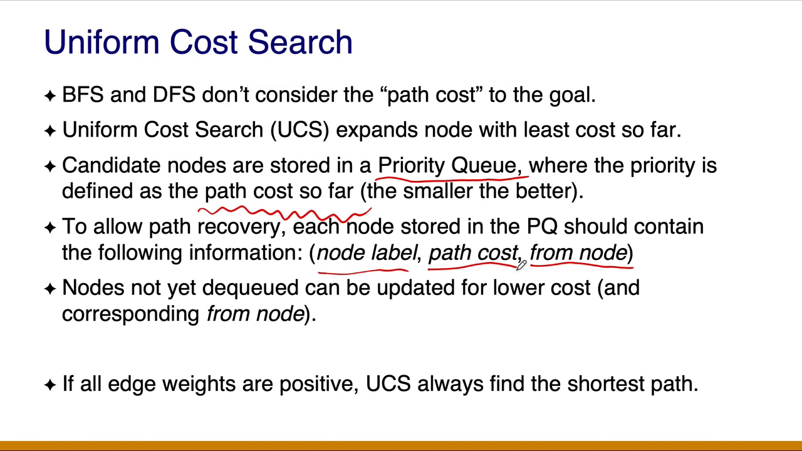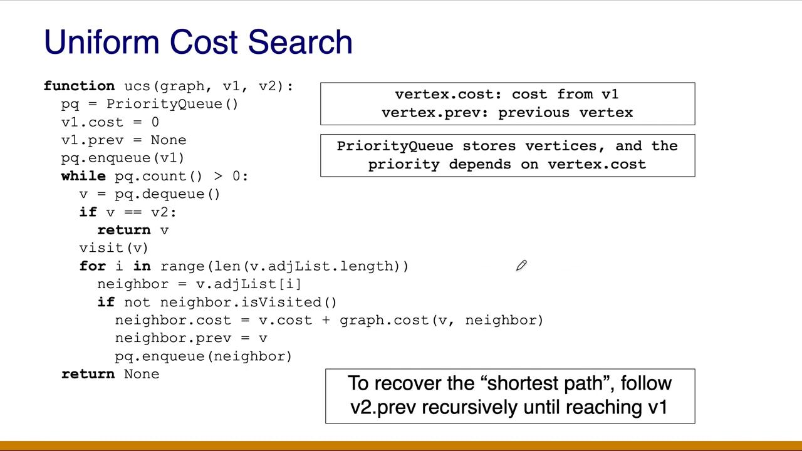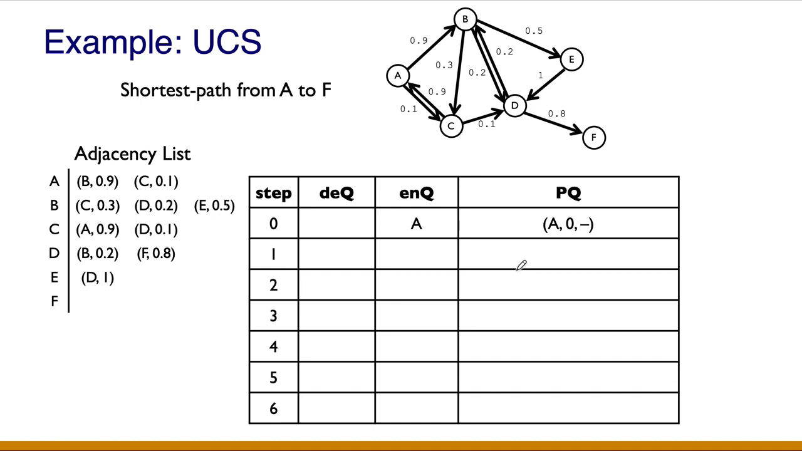So let's look at this particular example to see how the UCS works. Right, so this is the pseudocode. We will come back to this later. But I think I would prefer to use a numerical example to explain how this algorithm works. So this is the table we use to track the execution of UCS, very similar to the case of breadth first search, BFS.